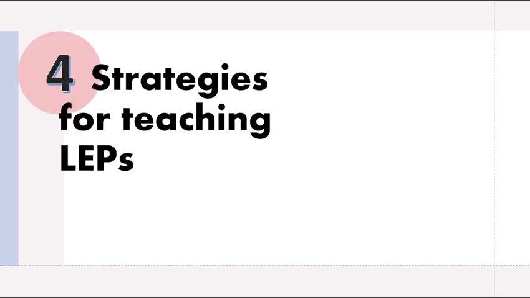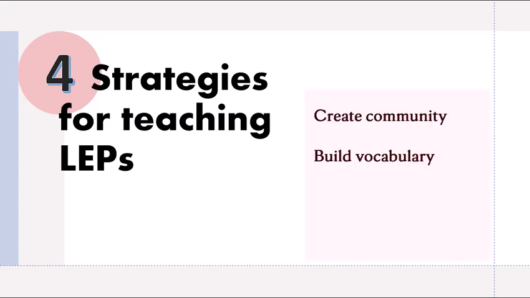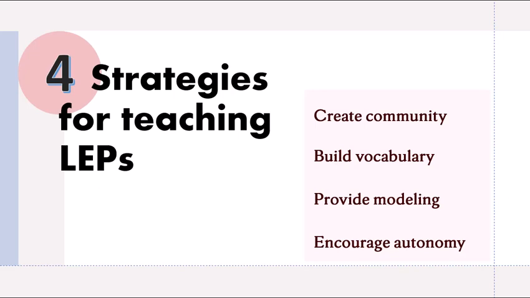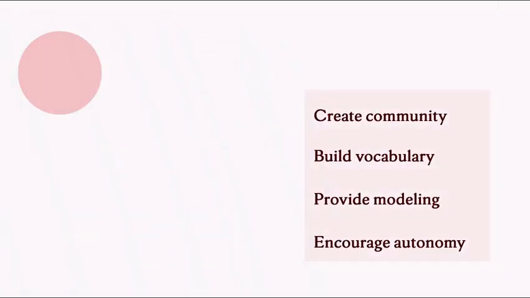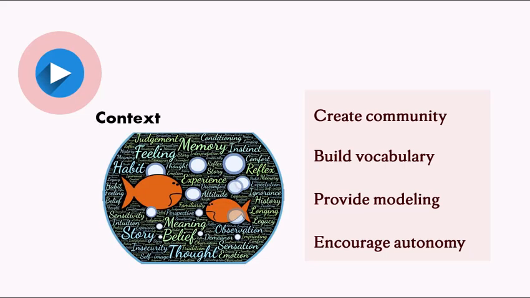In this course, you're going to learn to use 4 key strategies for including your lower English proficiency students in the classroom: create community, build vocabulary, provide modeling, and encourage autonomy. Each video lesson in this course focuses on a different strategy. You'll learn why each strategy is useful and see 2 examples of how the strategy can be used. Each strategy can be applied in many different contexts of instruction, from a face-to-face primary school classroom to international online higher education courses. How you use the strategies will depend on the context of English language instruction.